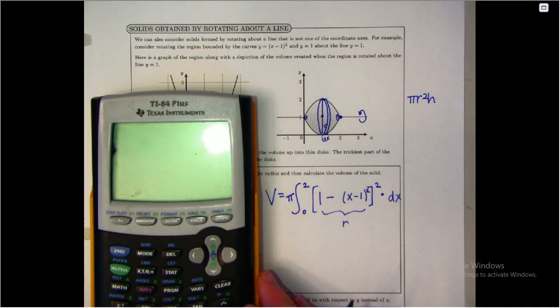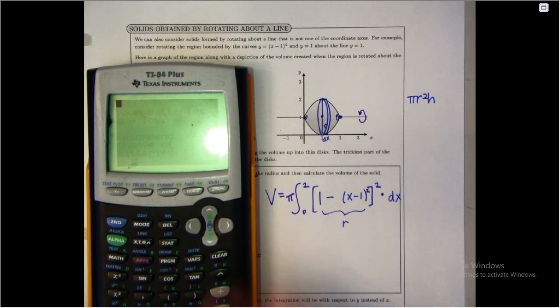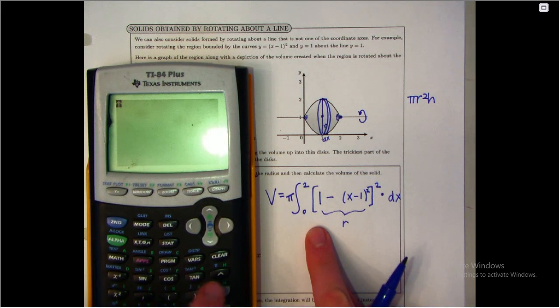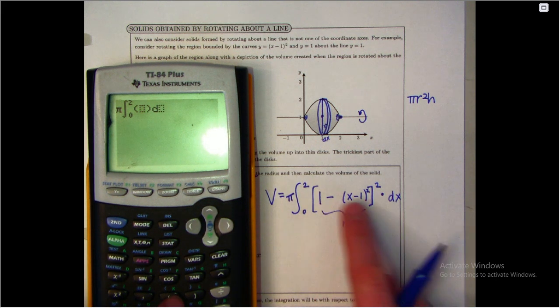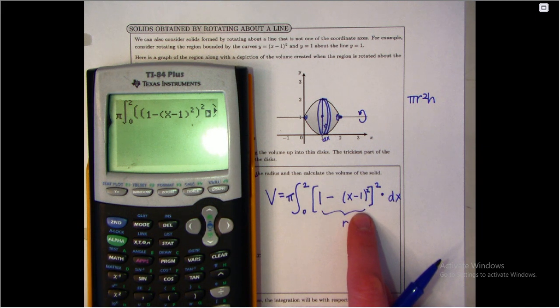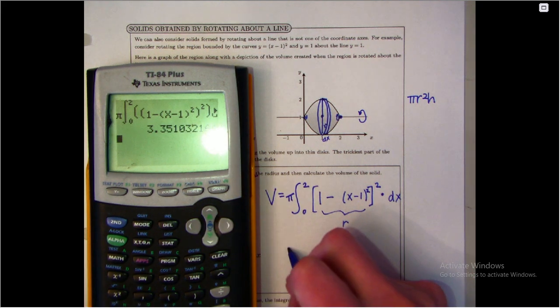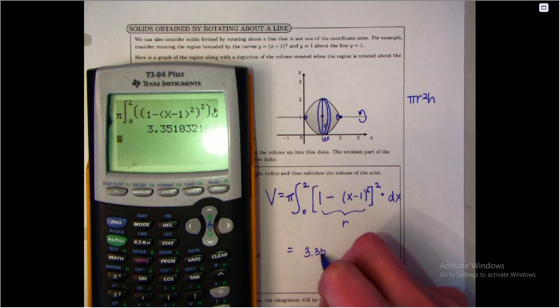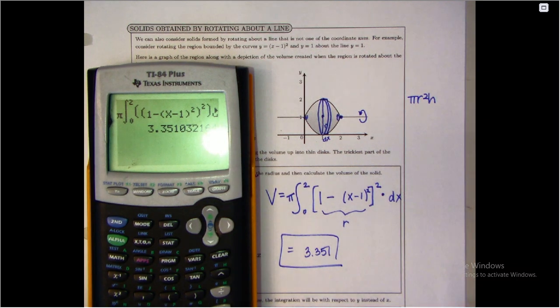So on that one, I need to get new batteries, it would look something like this. We'd have pi from 0 to 2. I want to make sure that I put those outer brackets, 1 minus x minus 1 quantity squared, close it out, and square it. The interior is the R, and then I have R squared, and then there's my dx. So I came up with 3.351 for my overall answer.